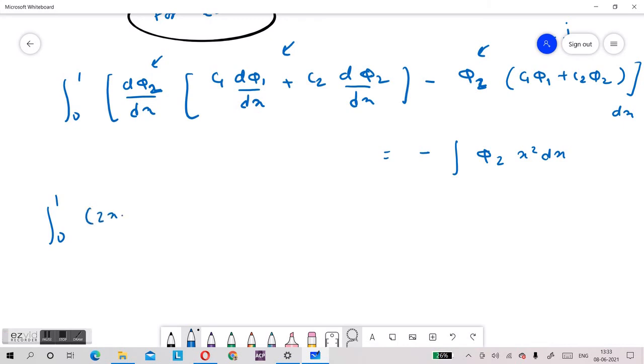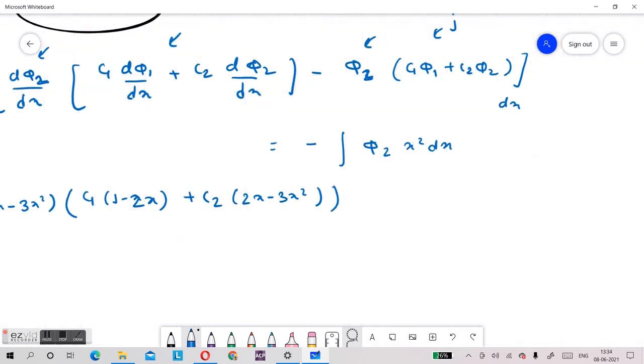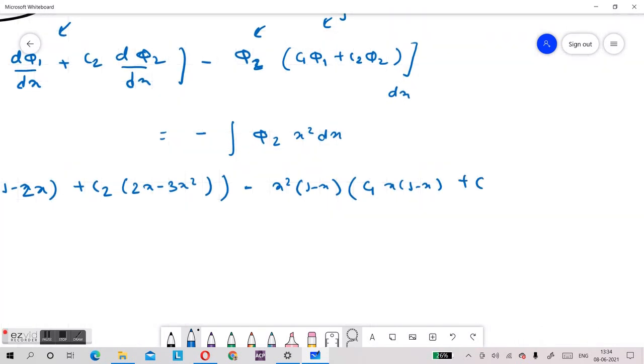Okay, and this is c1 d phi 1 over dx, which is 1 minus 2x, plus c2 d phi 2 over dx, which is 2x minus 3x square. And what is phi 2? x square 1 minus x, and c1 phi 1 is x 1 minus x, and c2 phi 2 is x square 1 minus x.